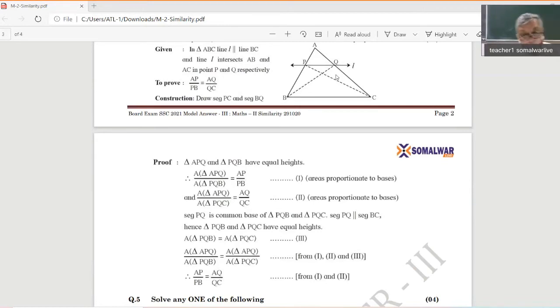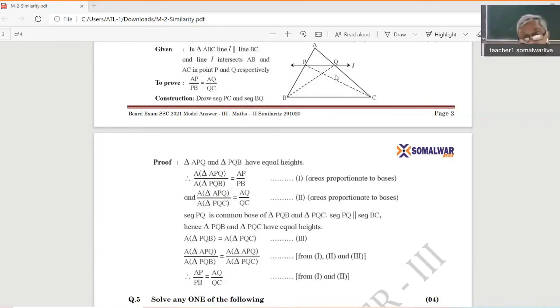Now the numerator as well as the denominator of the left hand side of equation 1 and of the left hand side of equation 2, APQ over PQC, are the same, so definitely the right hand side will also be the same. And when the right hand side is the same, that is AP upon PB is equal to AQ upon QC. In that way we can prove BPT very easily.